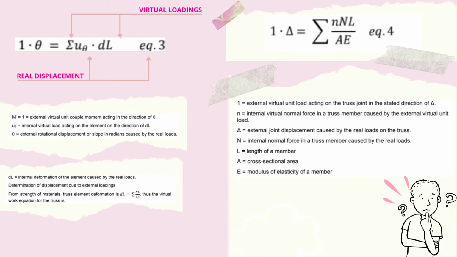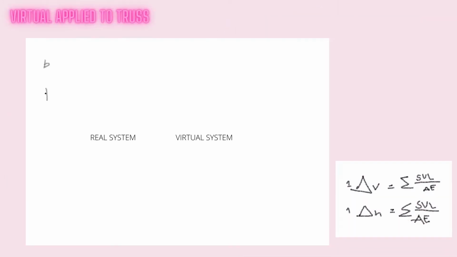n is the internal virtual normal force in a truss member caused by the external virtual unit load. Delta is the joint displacement caused by the real loads on the truss. N is the internal normal force in a truss member caused by the real loads. L is the length of a member, A is the cross-sectional area, and E is the modulus of elasticity of a member. Virtual work applied to truss.